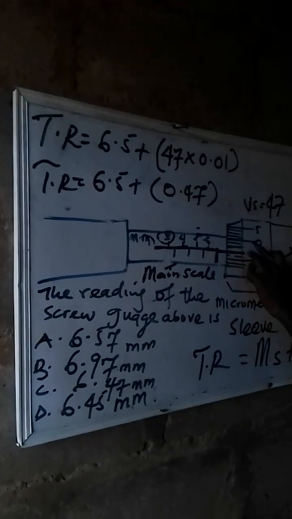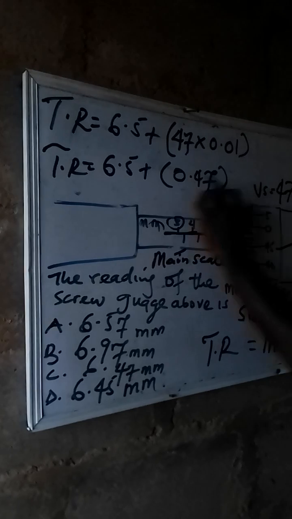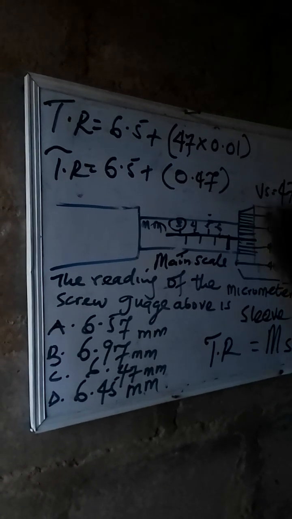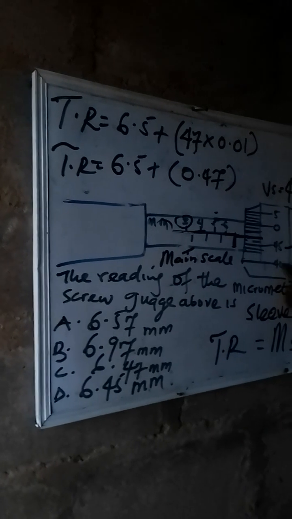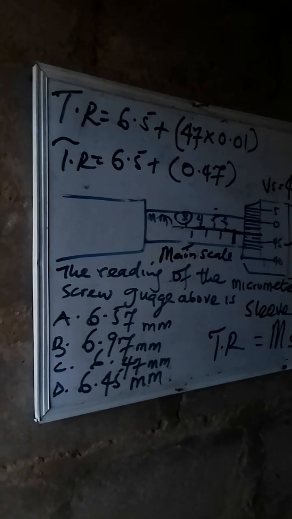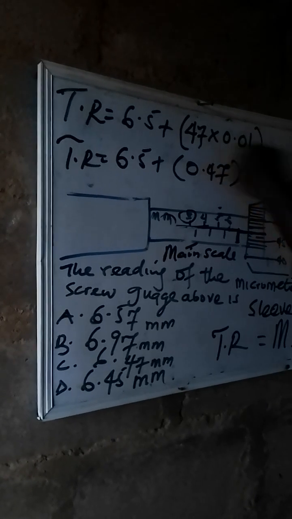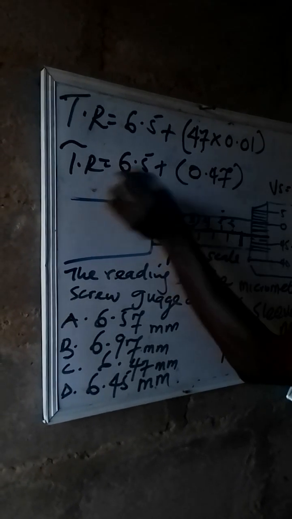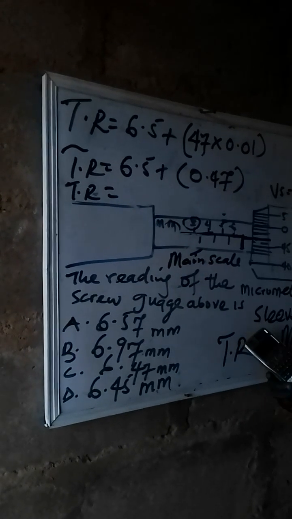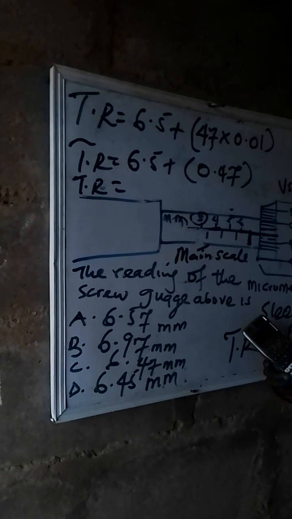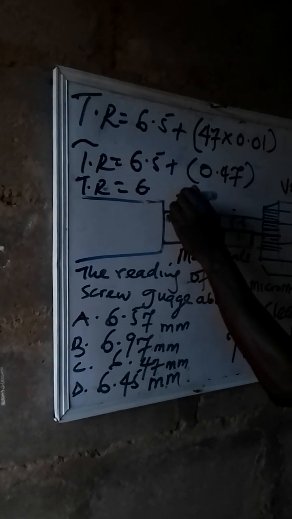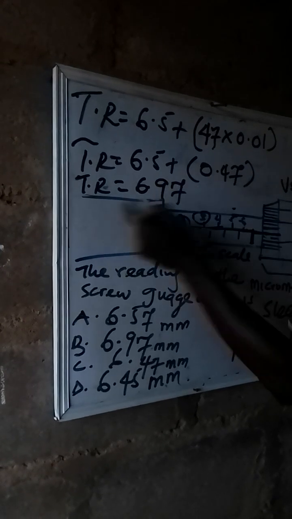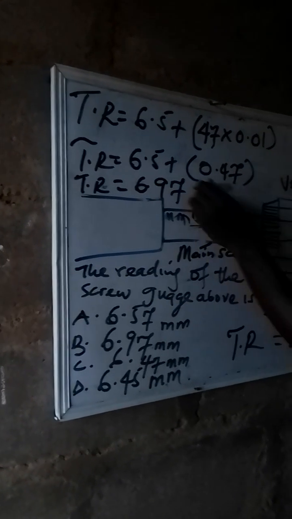Some you can do it like this. Once you get your 47, divided by 100, it will still give you this. Don't forget that whatever you are picking at your reading here that coincides with this one, always be dividing it. If it is 40, divide by 100, which is 0.40. If you don't want to use this one, it's still the same thing. Now, this times this, what will that be? This plus this will give us 0.47 plus 6.5. What would that be? This will be 6.97. Don't forget, what will be the SI unit of micrometer screw gauge? It is millimeter.